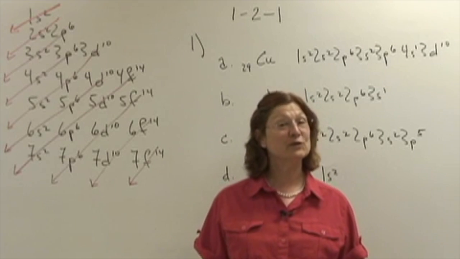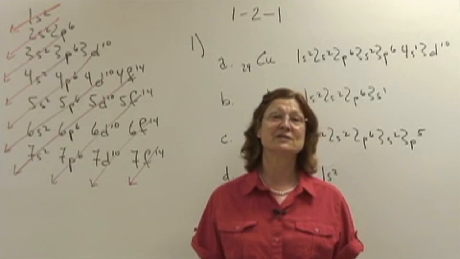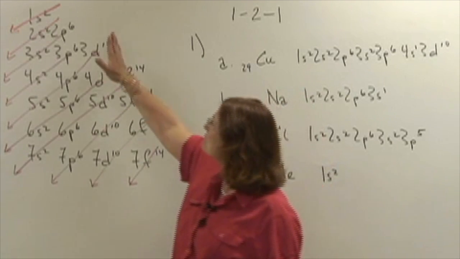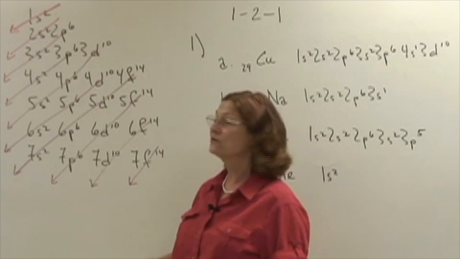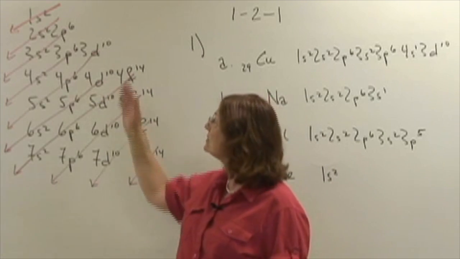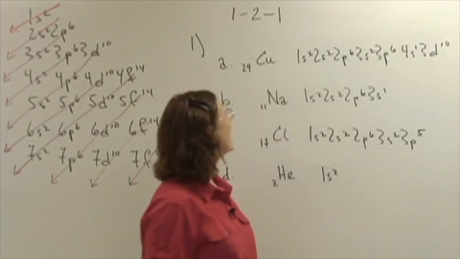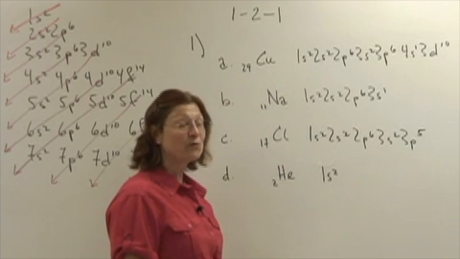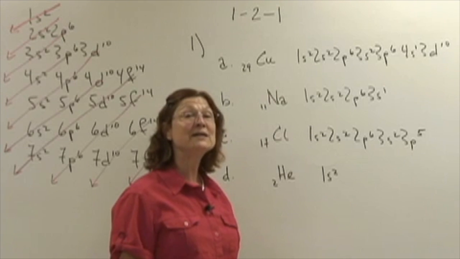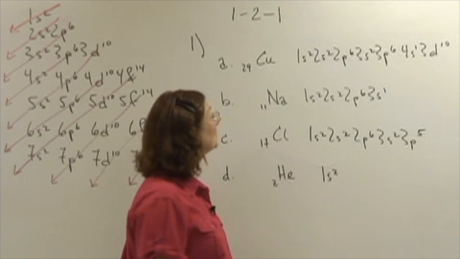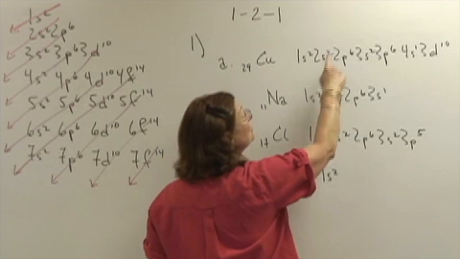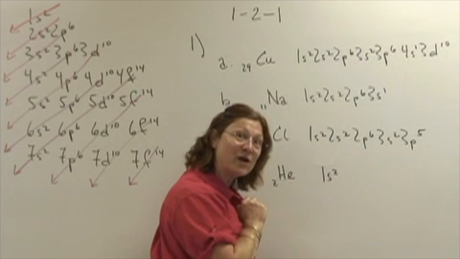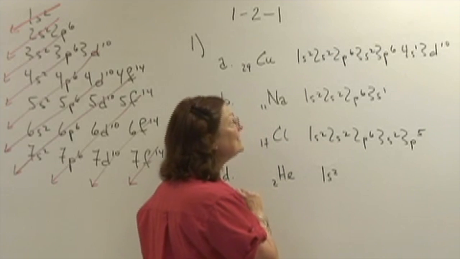Number 1 asks for the complete electron configurations. And for this, I need the diagonal rule. So I draw my energy levels with a diagonal line through them so that I can follow until I get to the number of electrons that I need. Well, copper has atomic number 29. Therefore, it has 29 protons and 29 electrons in the neutral atom. 1s2, 2s2, 2p6, 3s2, 3p6, and then 4s1, 3d10.